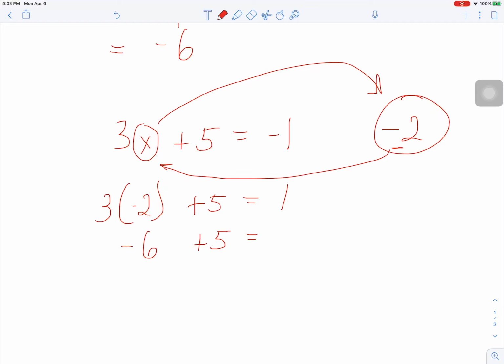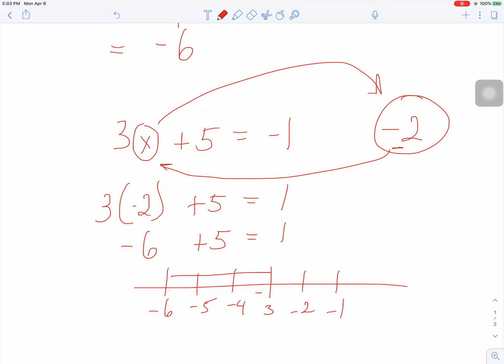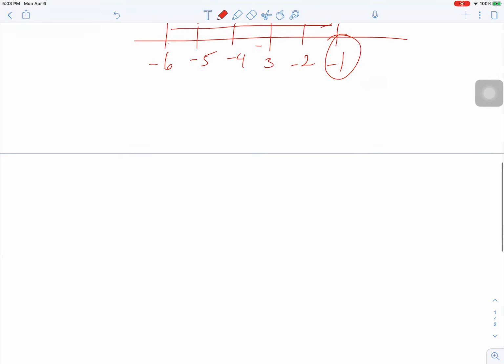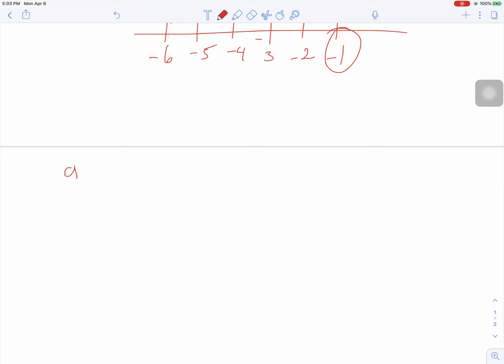All right, it becomes negative 6. And we're going to add 5 to negative 6, and that becomes negative 1. Because if we look at our number line, we have negative 6, negative 5, negative 4, negative 3, negative 2, negative 1. And we're adding 5 from negative 6. We're going this direction, you can see we're going 1, 2, 3, 4, 5. That would give us the correct answer, negative 1. Okay? So that's really what they're speaking with you about. So let's go through the practice set together.